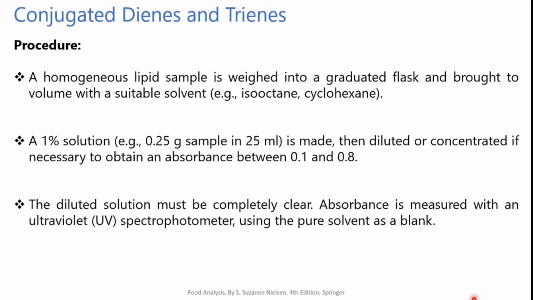And as we have already discussed, at the respective wavelength, for the dienes it is 232 nanometers. If there is any absorbance there, we can call it conjugated dienes, and if any absorbance is observed at 270 nanometers, then we can say that the given sample contains some amount of conjugated trienes or dienes.